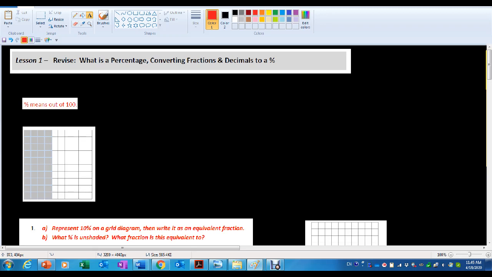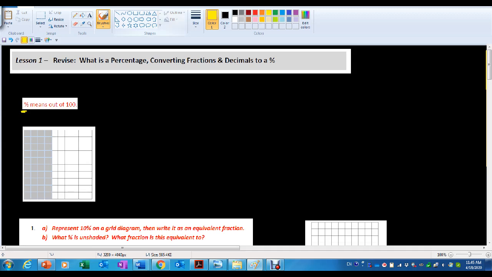The first lesson is about revision on percentage, and you also need to know how to convert fractions and decimals to a percentage. So what do we mean by percentage? If you see this sign, that means percentage sign. That two circles with one stroke inside means it's a fraction out of 100.